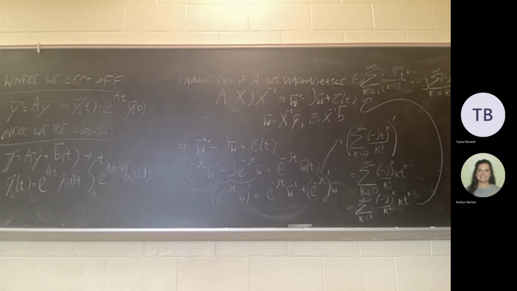But this is the exponential, so this is minus j e to the minus jt, because that's the series expansion.